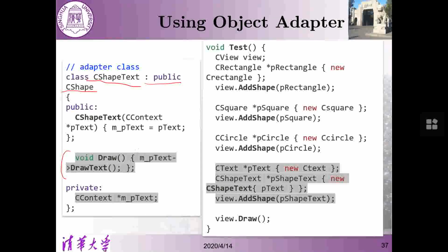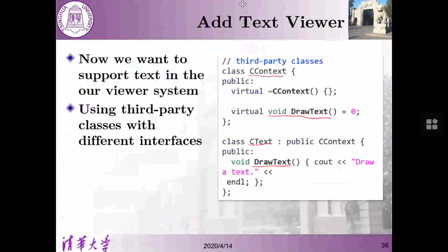So in this adapter class, we override this draw function, and then we draw the text. And here we program to interface, right? Program to interface because this is interface class, and actually we use this pointer to draw text because this is interface class, right? Interface class, abstract class, and this is draw text, right?